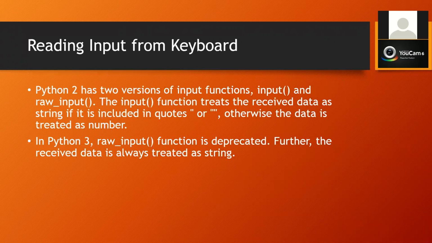Okay, so with the input function, we are reading the data, and if we put it in double quotes, then it is a string. Otherwise, it's a number. In Python 3, raw_input is deprecated. It's removed. Further, the received data is always a string. Okay, so the raw data is always a string. There is no other data type.